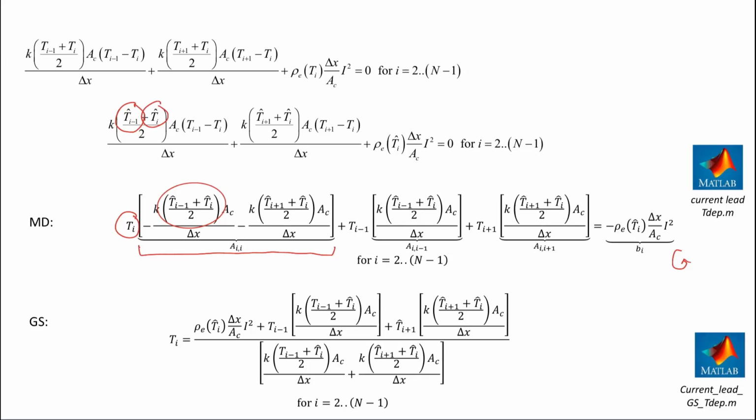Okay, Gauss-Seidel, you just have to solve explicitly for some temperature, but the temperature you're solving for can be in terms of the guess temperature over here, right? So you can see the guess temperatures appearing over here, right?